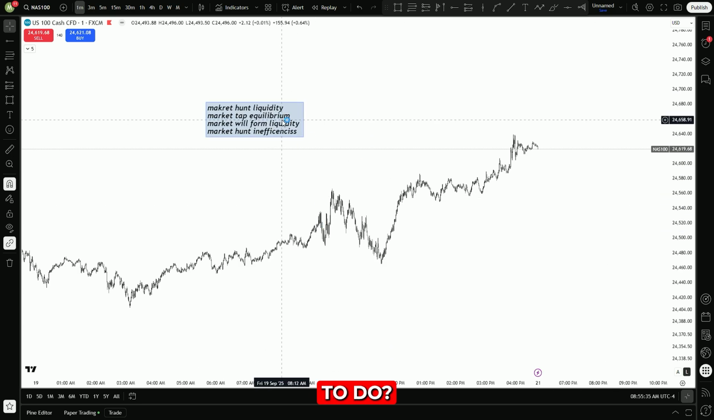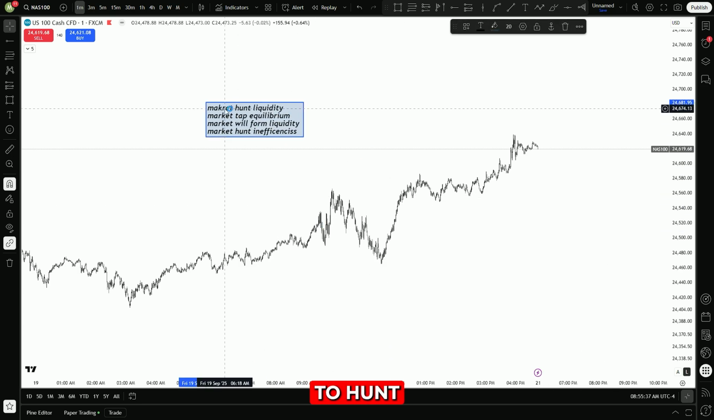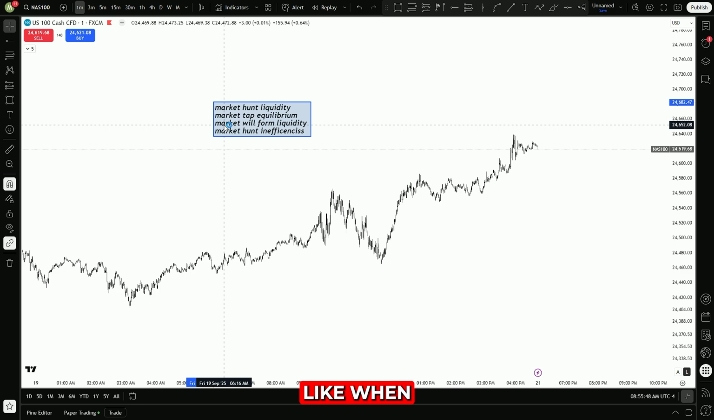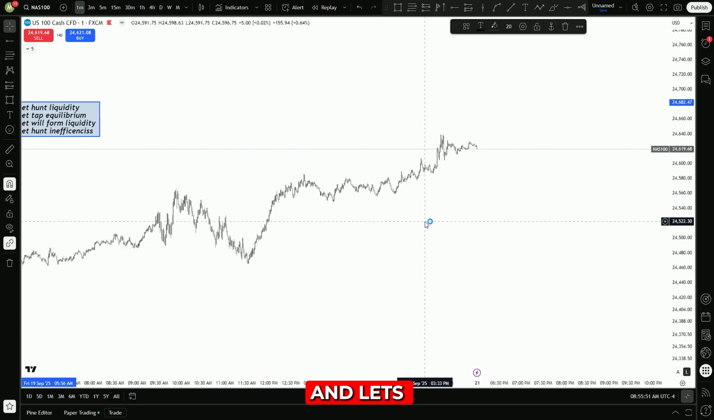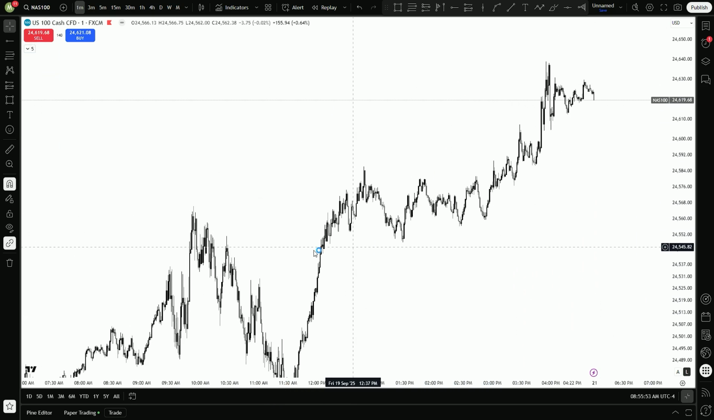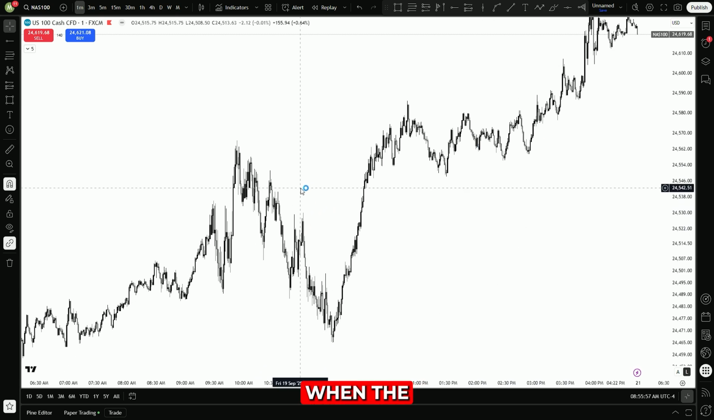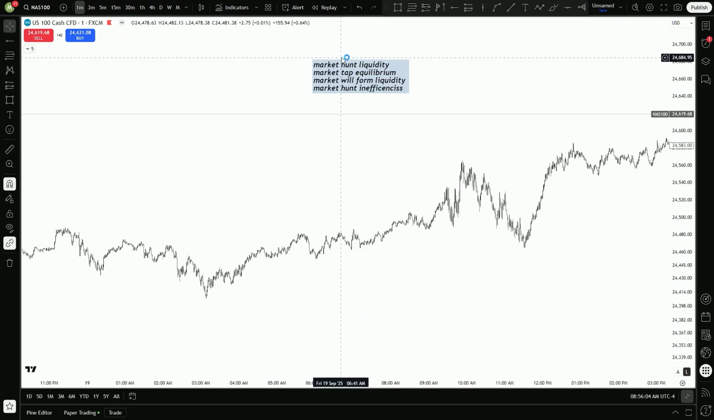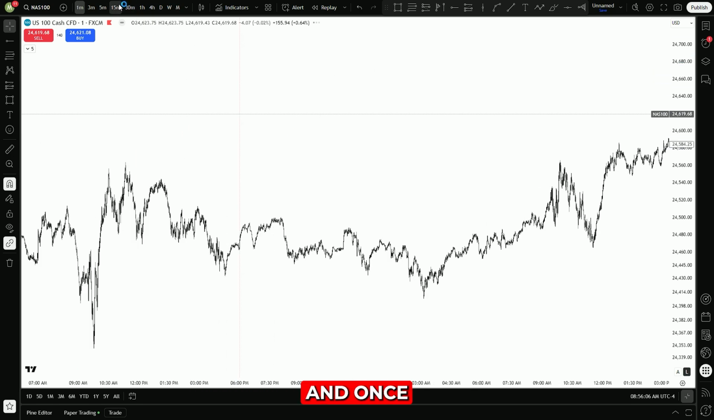So what the market is always going to do is hunt liquidity. The market is going to tap equilibriums and the market will form liquidity. Now you don't have to trade when the market is forming liquidity. Let's say this is the area where the market is forming liquidity. Now you're not going to trade over here. All right. So you have to identify the times when you can see a clear draw on liquidity on your chart. All right. So let me clear that once again.